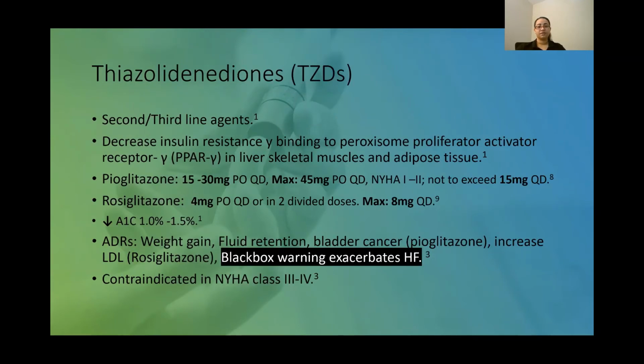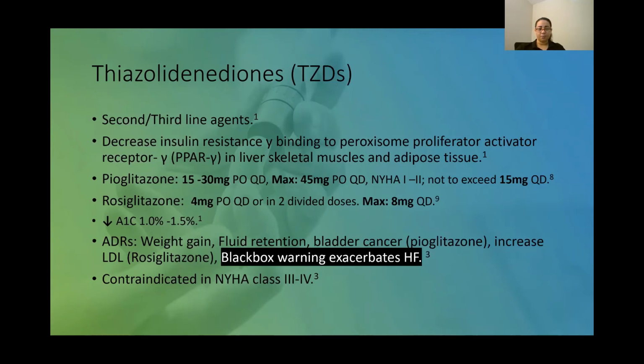Third class will be the TZDs, or thiazolidinediones. They are known as second or third line agents. They decrease insulin resistance by binding to the peroxisome proliferator activator receptor gamma in the liver, skeletal muscle, and adipose tissues.